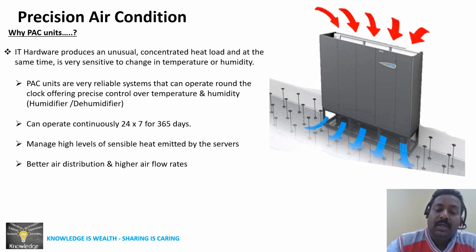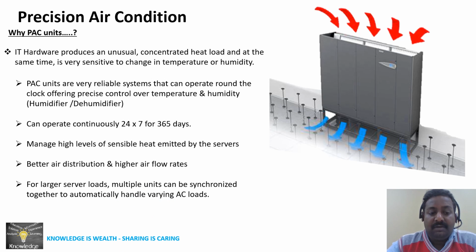And compared to normal comfort cooling, PAC has higher airflow rates. Usually comfort cooling is designed for 300 to 400 CFM per ton, but with PAC we can design up to 500 to 900 CFM per ton. So next, it is suited for larger server loads. Multiple units can be synchronized together to automatically handle variable AC loads. So it has smart control.